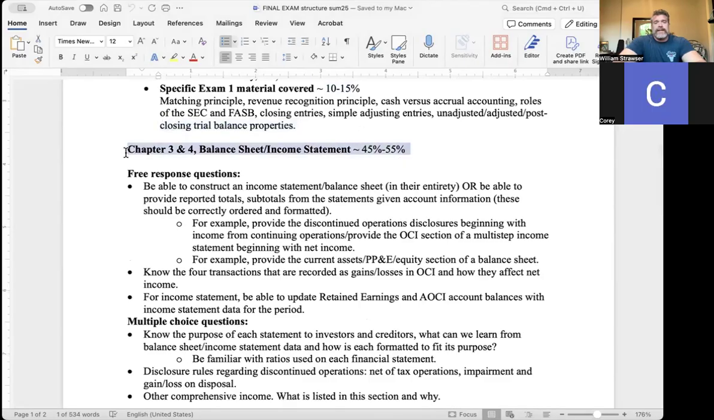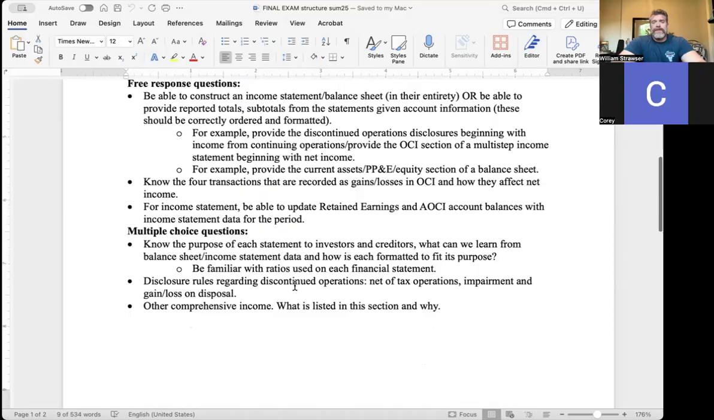The new material is definitely the most, 45 to 55%. So I would spend the majority of your time really making sure you nail those. I gave you examples of what the free response questions are going to be. Frankly, they don't change a whole lot in format from the study problems I have. So if you work two or three of the chapter 3 problems and have watched the videos and work through some of the chapter 4 study problems, it should not be a surprise to you what you see on that portion of the exam.